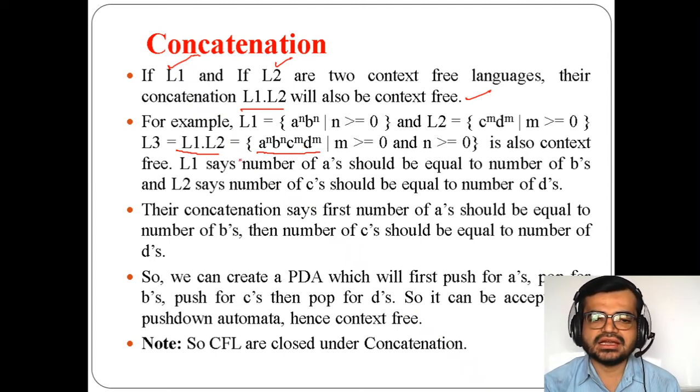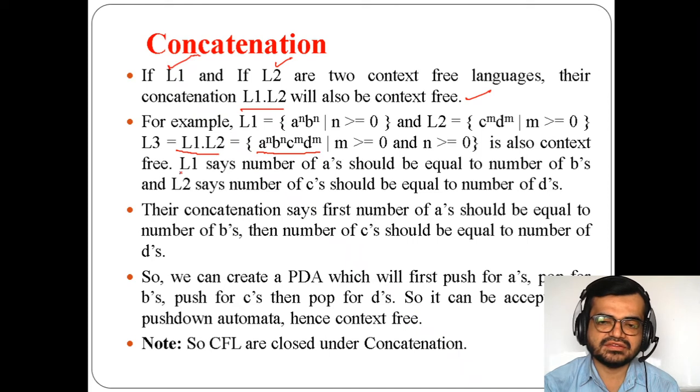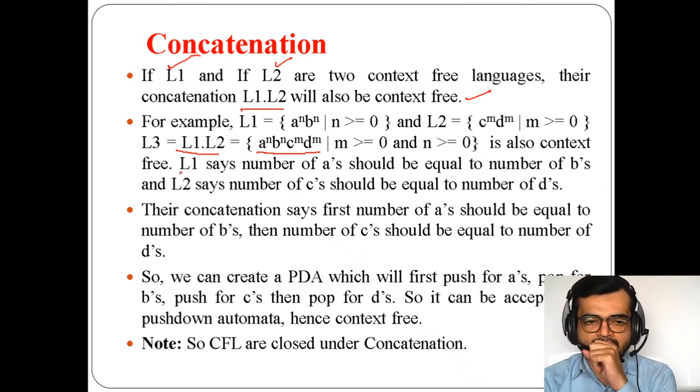Now how can you say that? Just understand the statement first. L1 says that we have equal number of A's and we have equal number of B's. L2 says that we have equal number of C's with equal number of D's. That means C, D are in equal numbers, and L1 says A, B are in equal numbers.